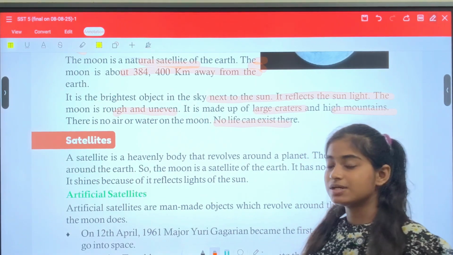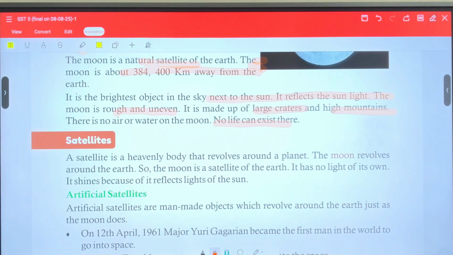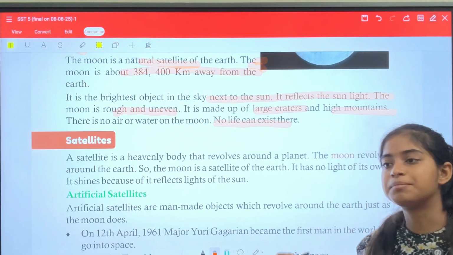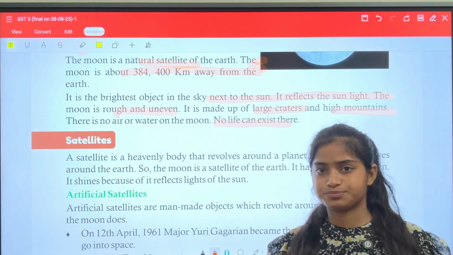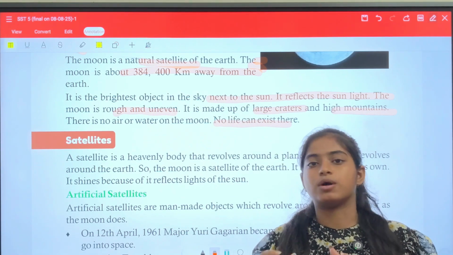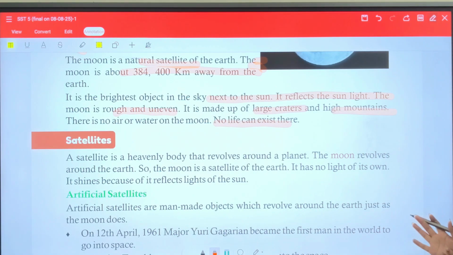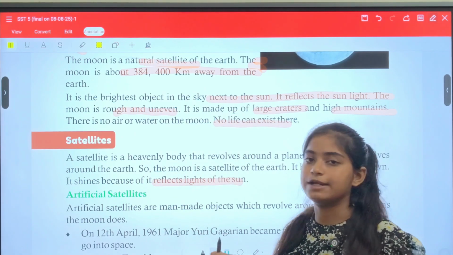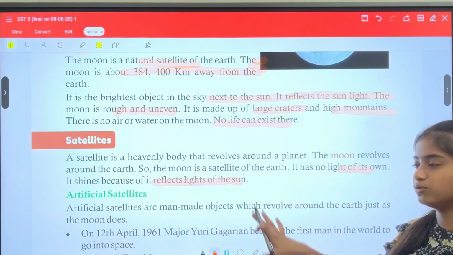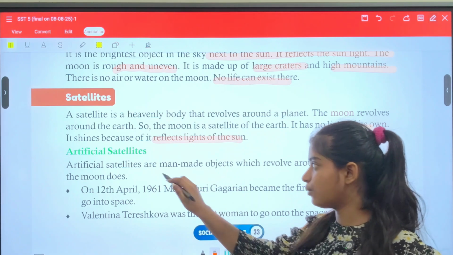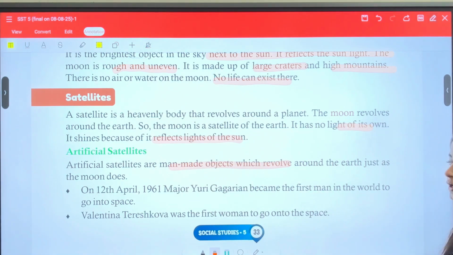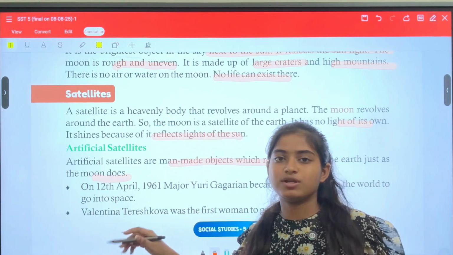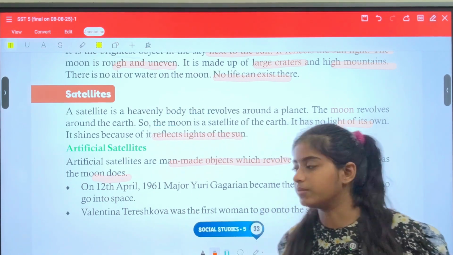Next we have satellites. Satellites are also heavenly bodies that revolve around a planet. The moon revolves around the earth. Okay, that means you can see that planets revolve around the sun and the moon revolves around the earth. So the moon is a satellite of the earth. It has no light and it shines because it reflects the light of the sun. I already explained this to you with an example. What are artificial satellites? These are man-made objects which revolve around the earth just as the moon does. Okay, but the moon is natural and these are artificial satellites which are human-made.